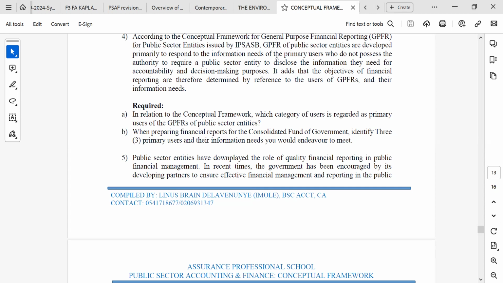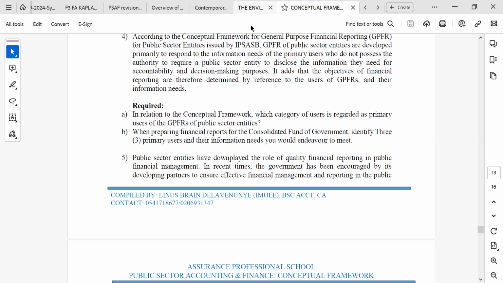What will the second user be? Government statisticians and analysts. What is their informational need? To give statistical information. That is also fine, but the main thing is that these people give advice or recommendations to government, isn't it? So you can just say that they check the implementation of their recommendations, to confirm whether their recommendations have been implemented.